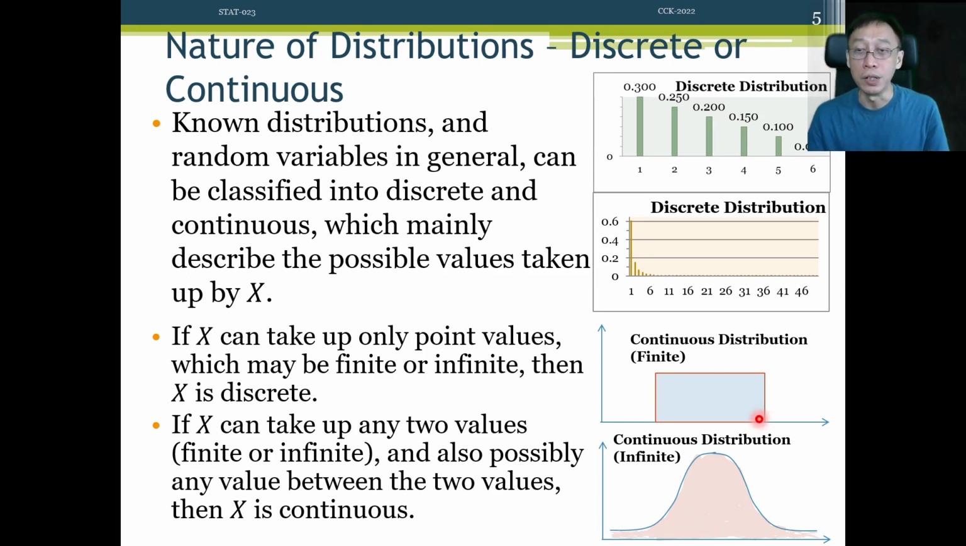It's still below infinity. Whereas in this case, sort of like a bell curve, it actually goes from minus infinity to positive infinity. So in this case, it's an infinite continuous distribution. So infinite or finite is actually talking about the x-axis again. So we actually don't quite talk much about the y-axis in terms of discrete, continuous, finite, infinite. We do talk about the y-axis, however, and that will be where we spend a lot of time on.